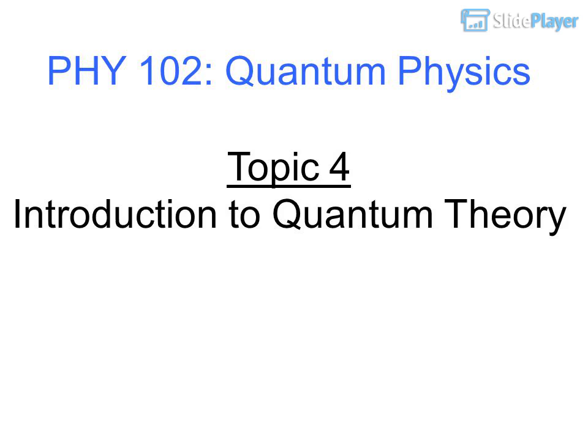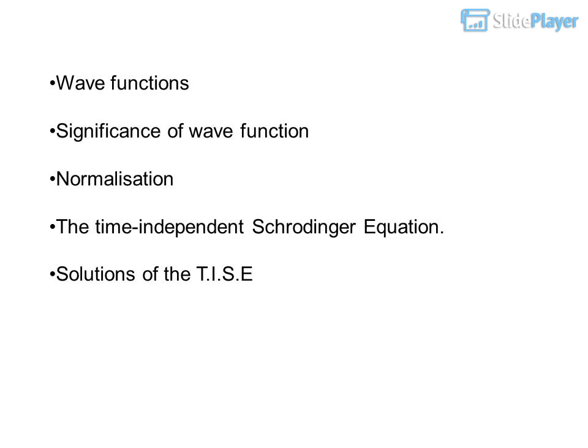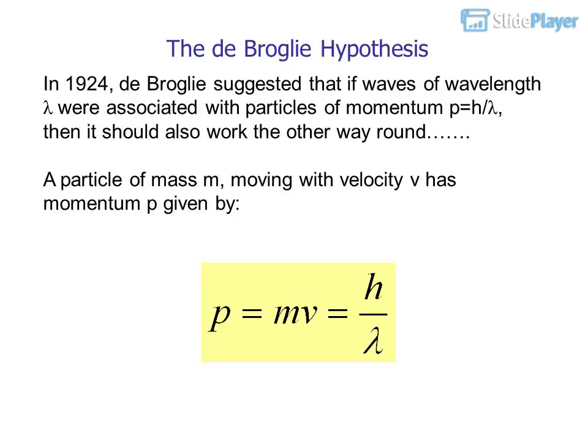Introduction to Quantum Theory. PHY 102, Quantum Physics. Topic 4. Introduction to Quantum Theory. Wave functions. Significance of wave function. Normalization. The time-independent Schrödinger equation. Solutions of the TISE, the de Broglie hypothesis.